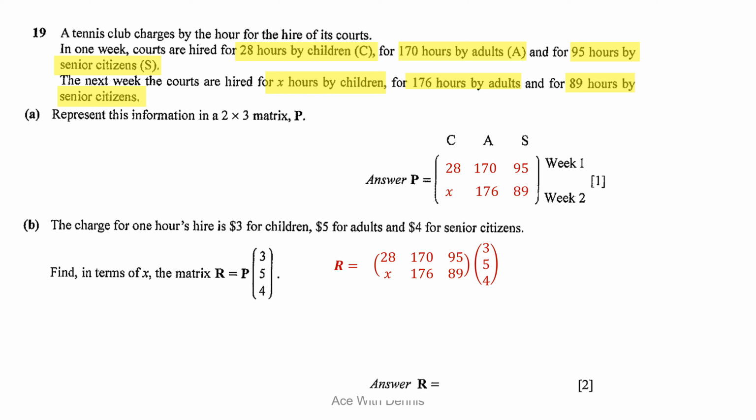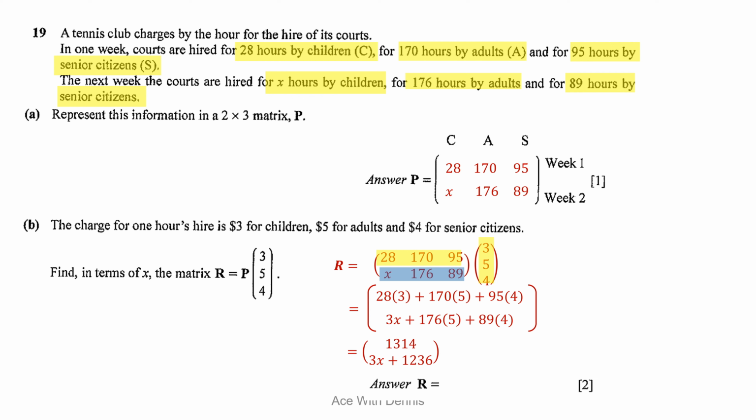Then we start to multiply these two matrices together. First, we take the first row of the first matrix multiplied with the first column of the second matrix. And we'll have 28 times 3 plus 170 times 5 plus 95 times 4. We repeat the same process for the second row of the first matrix multiplied with the column of the second matrix. And we'll get 3x plus 176 times 5 plus 89 times 4.